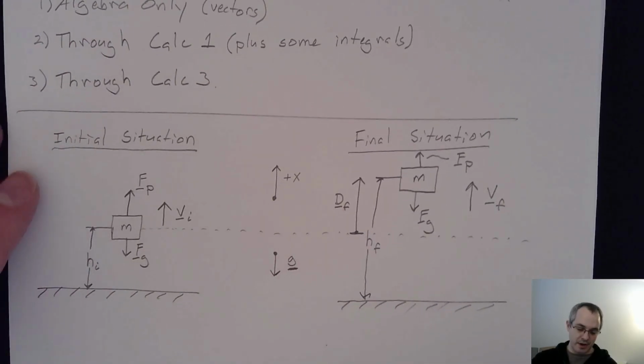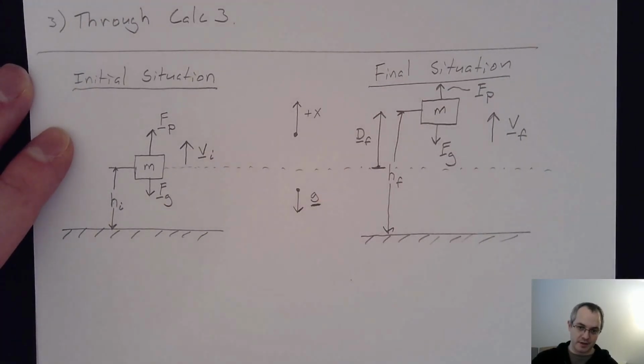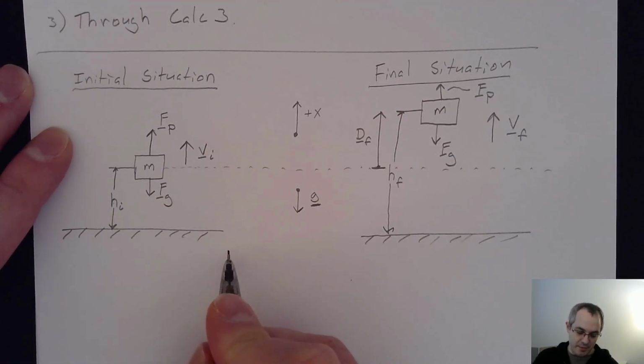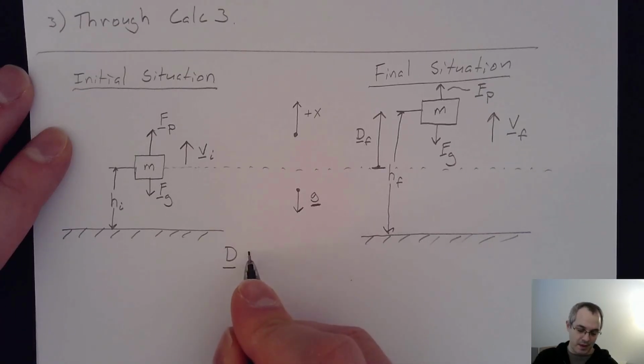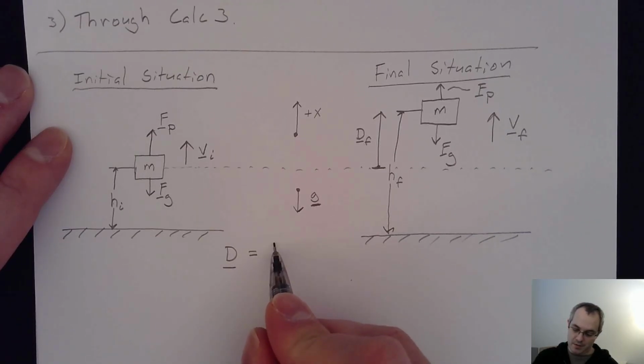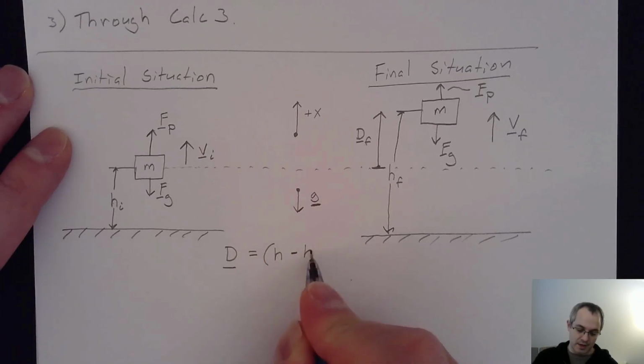We'll go ahead and define what we mean by this displacement vector as well, just so that it's absolutely clear. What we mean is that the displacement vector, notice there's no f or i there, is equal to the height minus the initial height.